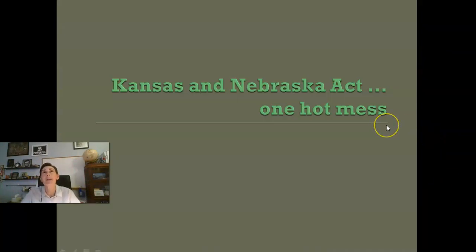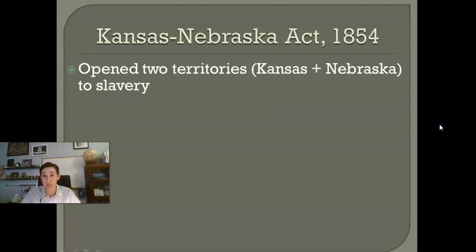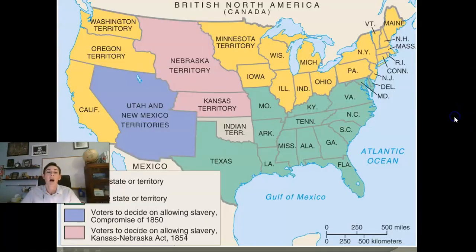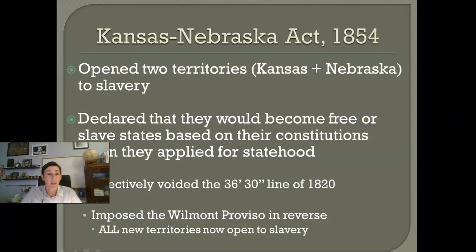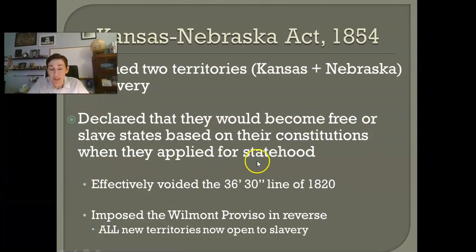Oh, Kansas and Nebraska. That was one hot mess. So we have the Kansas-Nebraska Act of 1854, which was prompted because two new territories were opened to slavery, Kansas and Nebraska. This declared they would become free or slave states based on their constitutions when they applied for statehood. This effectively got rid of the 36°30' line and the Missouri Compromise and imposed the Wilmot Proviso in reverse. All new territories would be open to slavery, potentially.